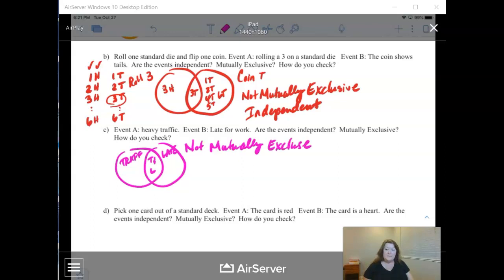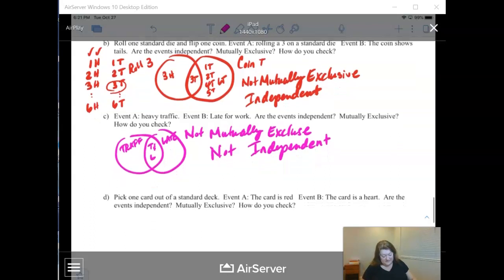Okay, so now comes the independent question. Does knowing one happen affect the other? If you know it's going to have heavy traffic, do you think it affects your probability of being late for work? Yes, right? So these are not independent. So again, I'm just looking at, does one affect the other? Does knowing one tell us anything about the other event?